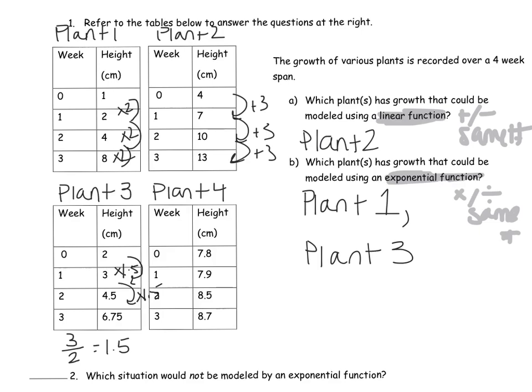So this is also actually exponential. Plant 4, this is going up by 0.1, then we're adding on 0.6, and then we're adding on 0.2. This is neither. There is no common difference and there is no common ratio, because even if you were to divide, it doesn't work out. Okay, so this is number 1. So linear, you're looking for a constant rate of change. Exponential, you are trying to see if you're multiplying or dividing by the same number over and over again.